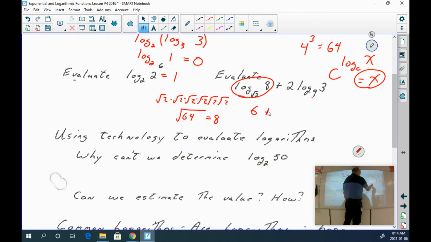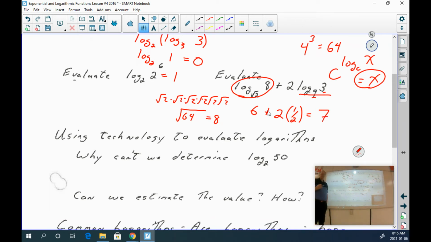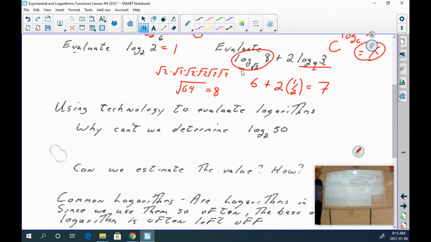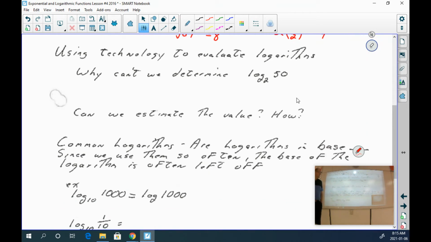Now, the power of 9 that gets me to 3. Well, 3 is the square root of 9, so I can replace this entire statement with 1/2. And now we've turned everything into numbers. We end up with an answer of 7. So we have to work methodically through this, but it's not that difficult. We're just going to use our understanding of numbers to figure out what the answers are for each individual logarithm, and then add them together.